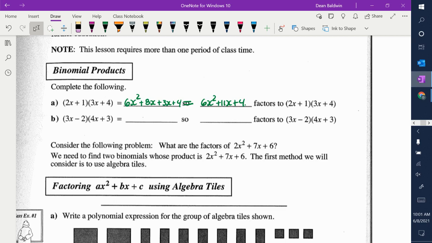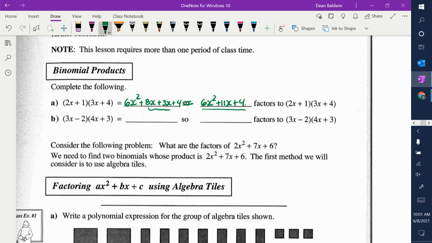Okay? If I combine the middle terms, 8x and 3x, I get this expression, which is the same thing. I've just combined the like terms. Okay? 6x squared plus 11x plus 4. So the question that we have to figure out is, how do I get from this point here to this point here so that I can then use grouping to factor it?